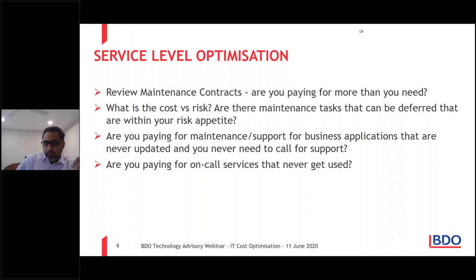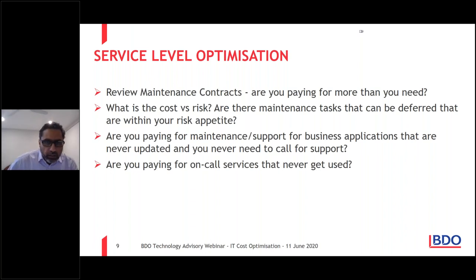The next one in contract management could be, do we actually need the frequency that we have committed in that contract? So instead of somebody coming and looking at the printers every month, do we need that monthly arrangement in place, or do we push it out to a quarterly arrangement? All of these will have a slightly different risk profile attached, but the point I wanted to get across is review each and every contract that you have in place and question whether you are paying for what you need, or are you paying more than what you need.